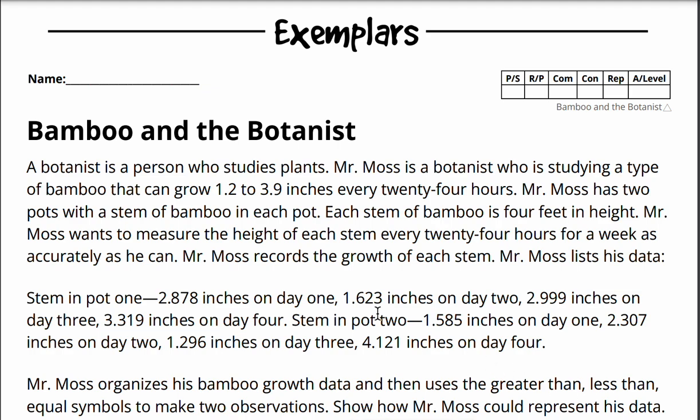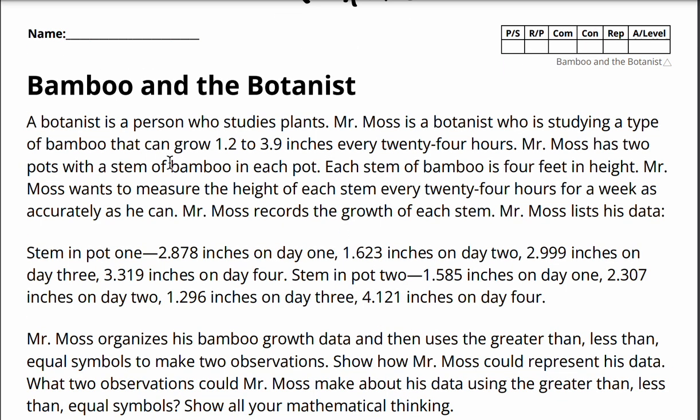Mr. Moss is a botanist who is studying a type of bamboo that can grow 1 2/10 to 3 9/10 inches every 24 hours. Mr. Moss has 2 pots with a stem of bamboo in each pot, and each stem of bamboo is 4 feet in height. Mr. Moss wants to measure the height of each stem every 24 hours for a week as accurately as he can, and he records the growth of each stem.